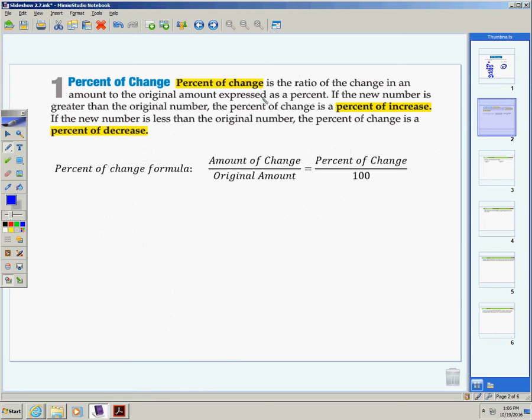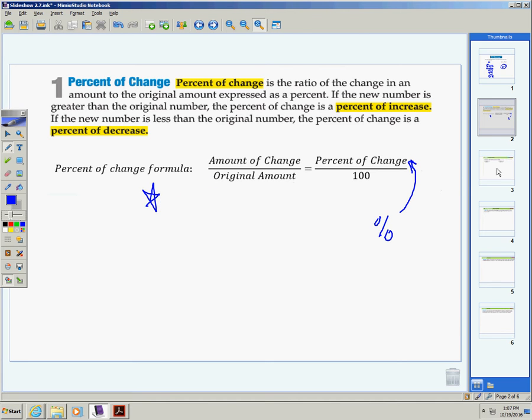There are two different ways we can have percent change. We can have a percent increase and a percent decrease. Here is our formula to find the percent of change. We take the amount of change divided by the original amount, and that equals the percent of change over 100. This percent of change is written as a percent. We don't want it written as a decimal. We want to write that as an actual percent over 100, and you should remember, percents we write over 100. This formula is very important. It's going to help you do these problems.